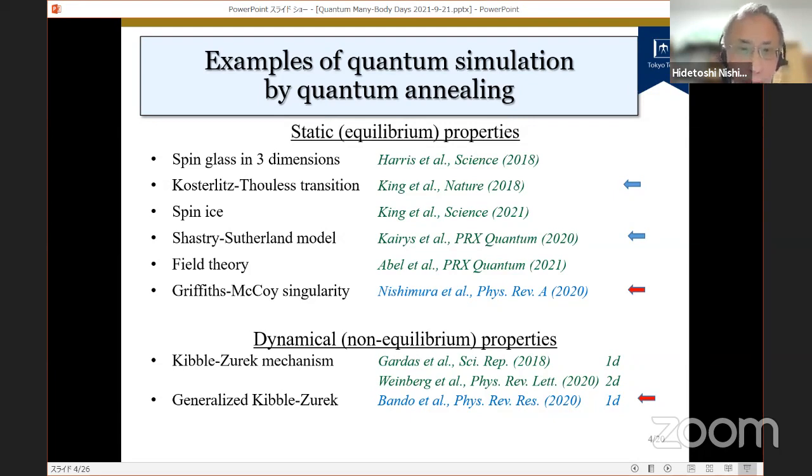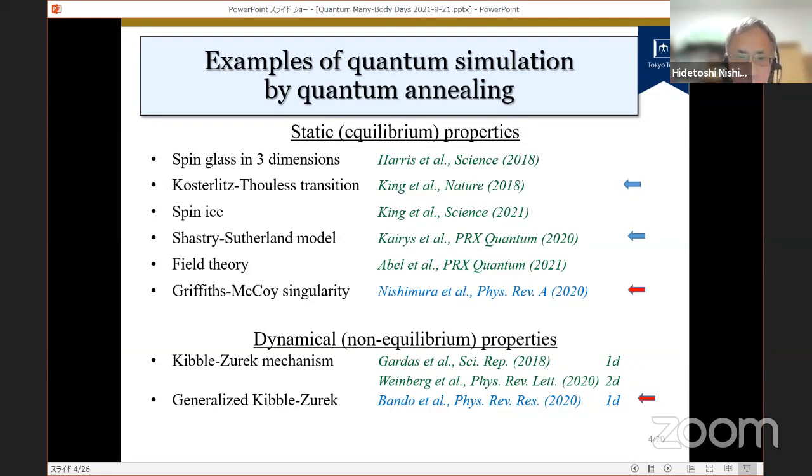And the first category includes, for instance, the spin glass problem in 3 dimensions, the Kosterlitz-Thouless transition, spin ice problem, the Shastry-Sutherland model, field theory, and the Griffiths-McCoy singularity. And I will introduce those two, the Kosterlitz-Thouless transition and the Shastry-Sutherland model, briefly later. And I will also introduce our own study of the Griffiths-McCoy singularity.